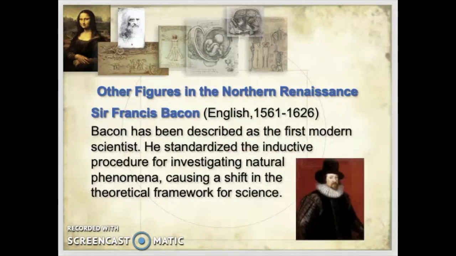And then Sir Francis Bacon was English. He was the father of really modern science in many ways. He's been described as the first modern scientist. He standardized the inductive procedure for investigating natural phenomenon, sort of the experimental method. And, of course, his work caused a shift in the theoretical framework for scientific pursuits. This is going to be expanded upon later by others, but Bacon was perhaps the first in his line.